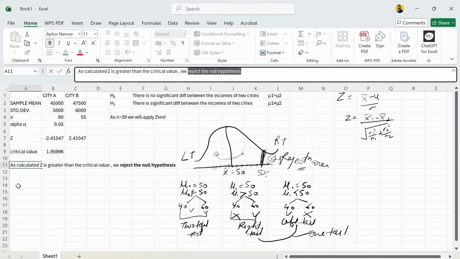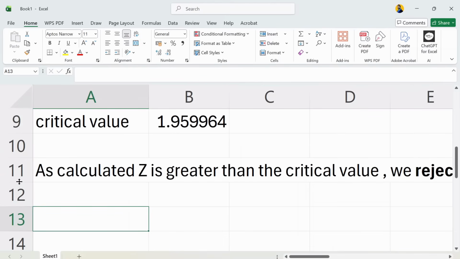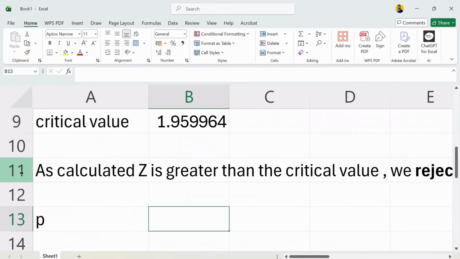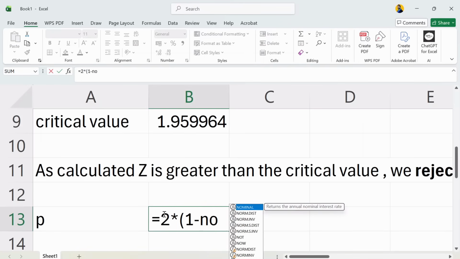Now, if your question asks to use the p-value to decide whether the null hypothesis is rejected or accepted, for that make sure we use the p-value. So for the p-value, we will use, and here again I am first writing the formula, then I will explain the same thing: 2 multiply 1 minus NORM.